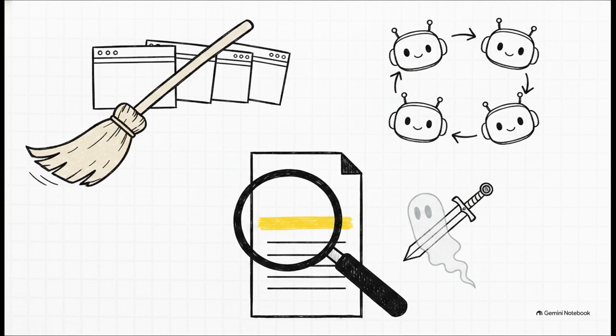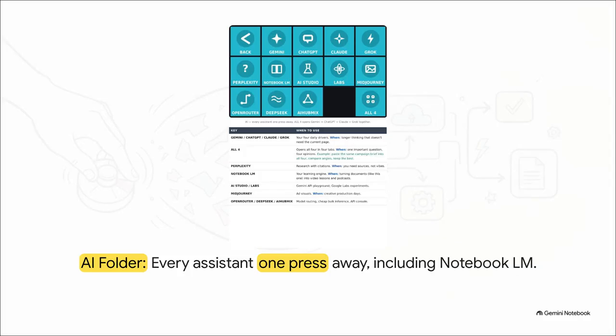Then there's the All 4 button for getting an instant AI consensus. And my personal favorite, the Prove It button. The playbook actually calls this the honesty key. It forces the AI to point to exact rows and values in the data, which instantly kills those annoying AI hallucinations. Diving into the Cyan AI folder, look down at the bottom right, that All 4 key I just mentioned.